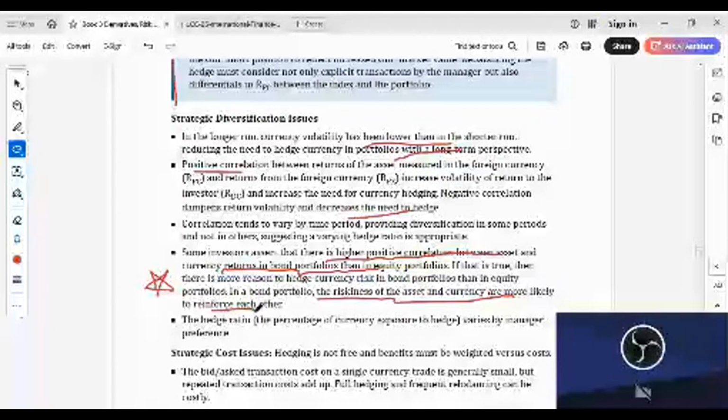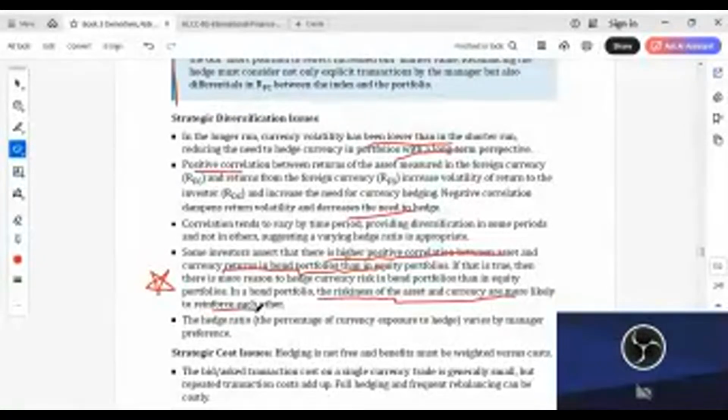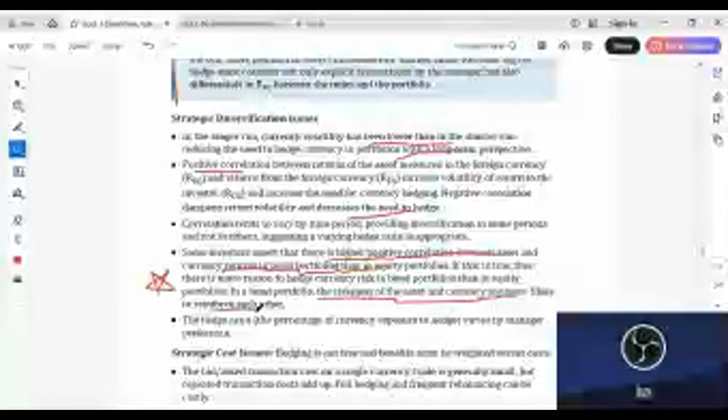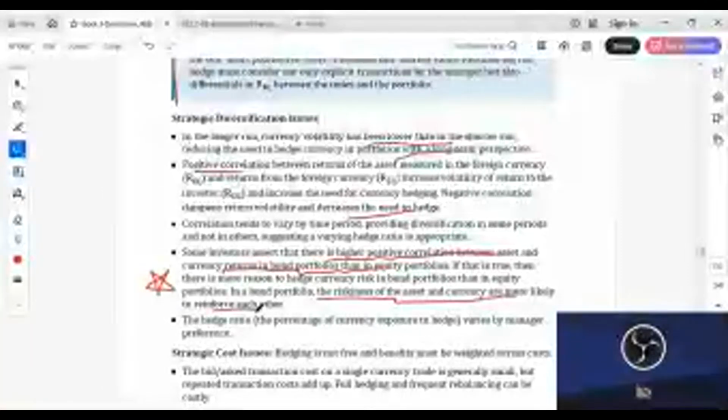Take a US investor who has invested in India. If there is capital outflow for whatever reason, then in India yields will go up, Indian bonds will fall in price, and the Indian currency will also depreciate. So more hedging is required, which may not be the case for equity portfolios.